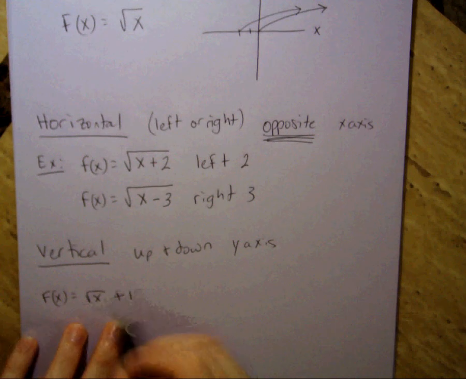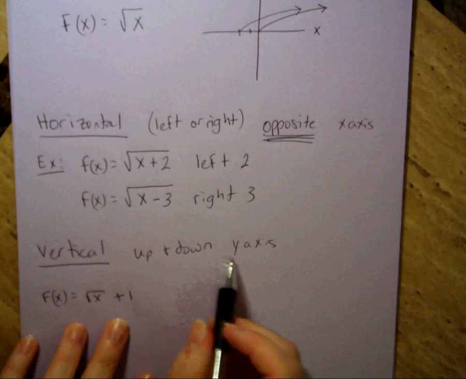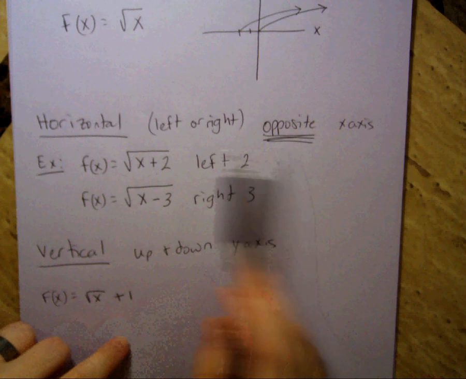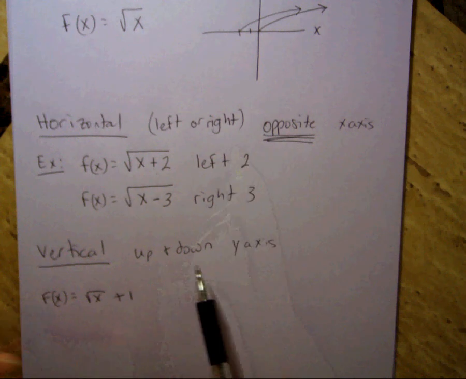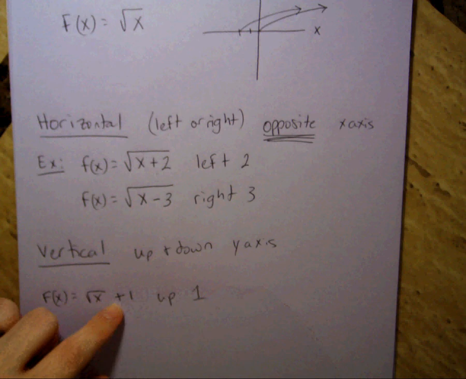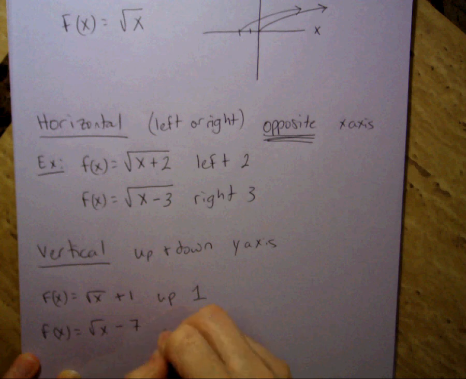If I stick it on the outside, square root of x plus 1, then since it's on the outside, this is a vertical transformation, and it does exactly what it says. It's not going to be the opposite like the horizontal. It says exactly what it means. So plus 1, the transformation is just up 1. Alright, so if I had f of x equals the square root of x minus 7, well, it's on the outside, so it just means down 7.